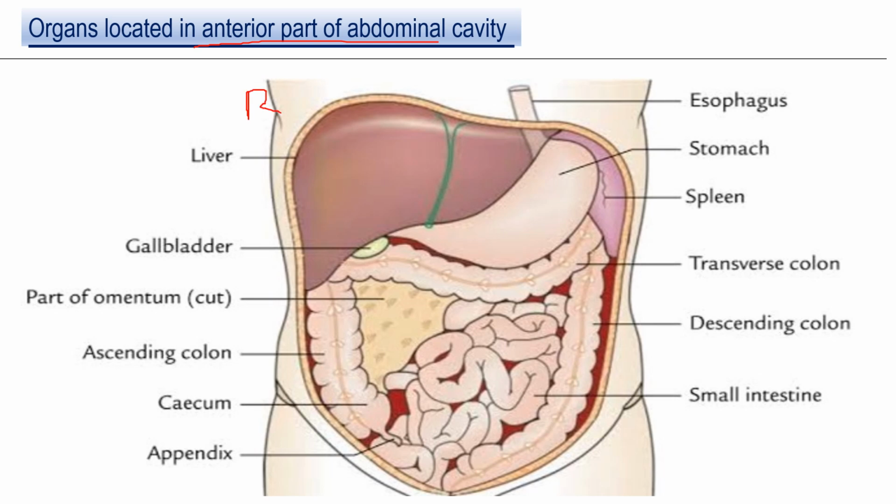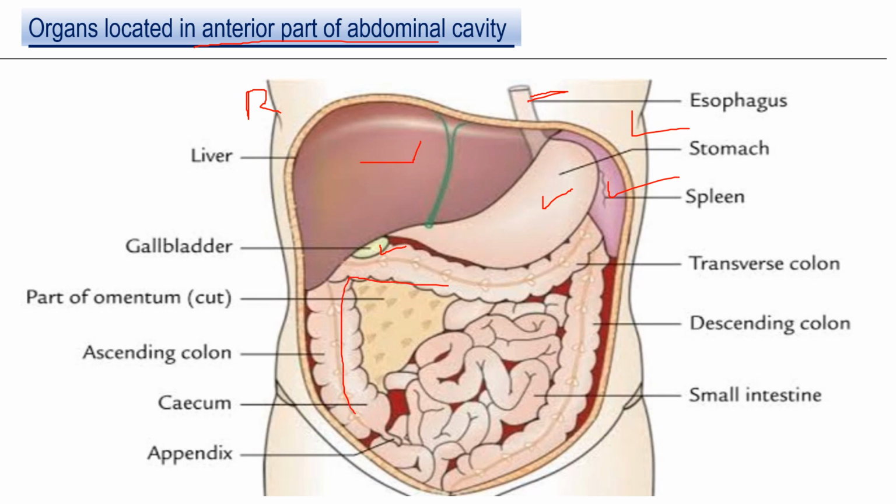This is right side, this is left side. Starting from the right side, this is liver. Just towards the back side of liver, gallbladder is present. On the left side, stomach is present. This is esophagus. Just behind the stomach, spleen is present.